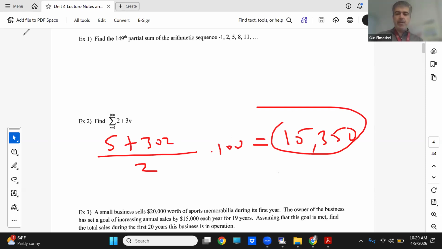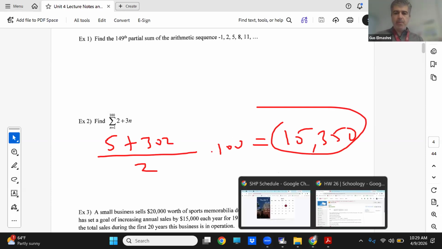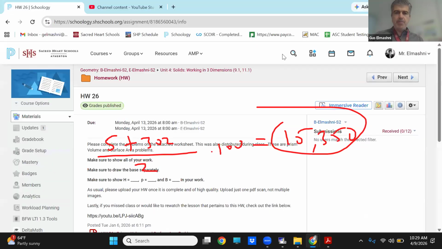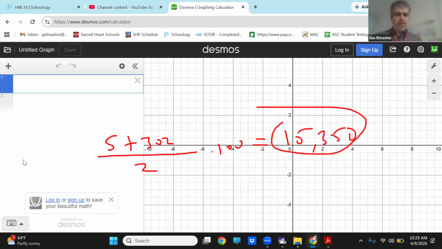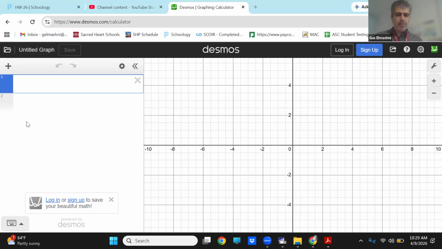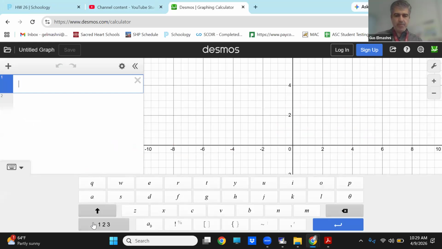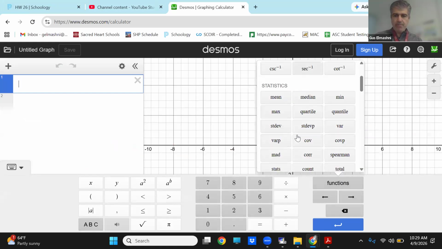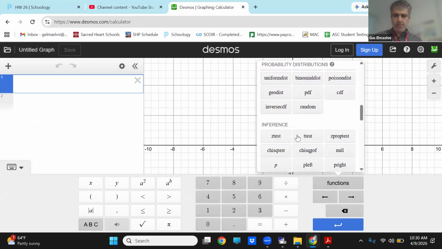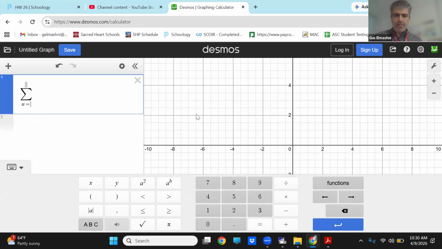Let me erase the board too. Sorry about that. If I do try pulling up Desmos, I think you can actually call it up over here. Functions. Yeah, there we go. So you can see n equals 1, 100. And what was the formula again? It was 2 plus 3n.